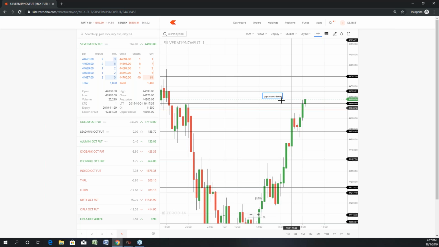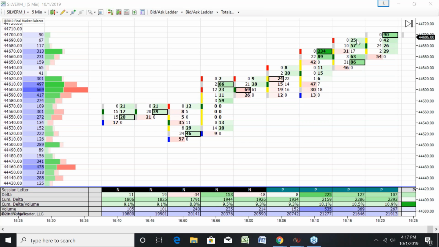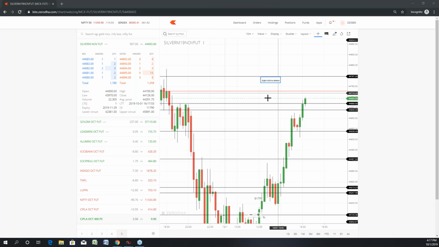44,728. Look at how the numbers have grown, right? And I'll show you on the other side how the order book looks. So a good amount of buying is coming. See here and see here, a good amount of buying is coming. So I'm still believing that silver should head up and go at least till 44,730, right? That'll be about 500 points from my buying place.